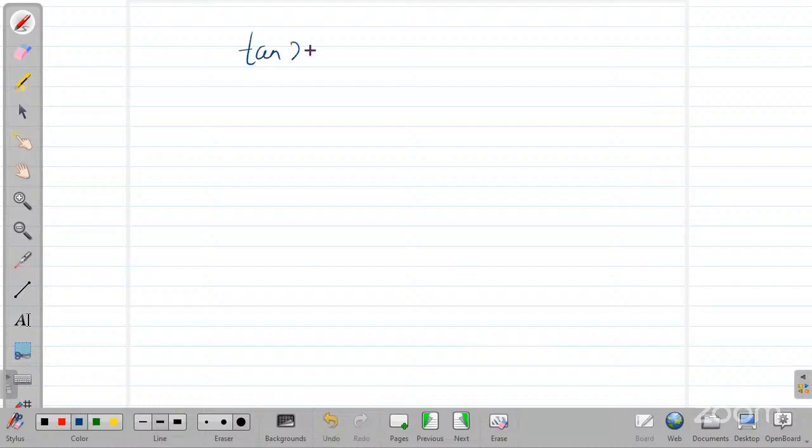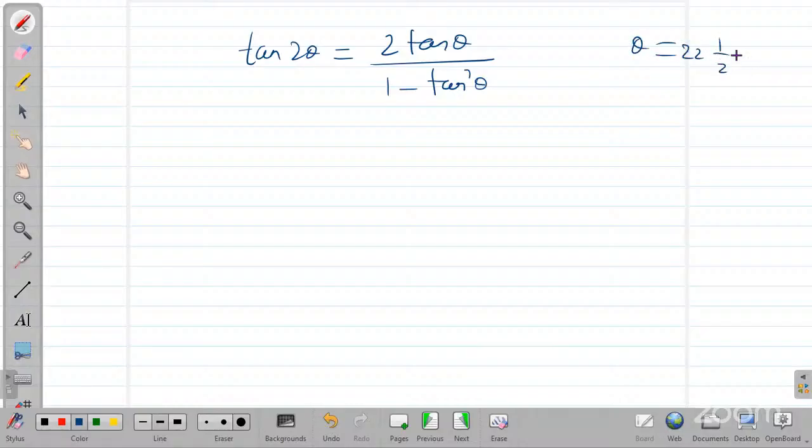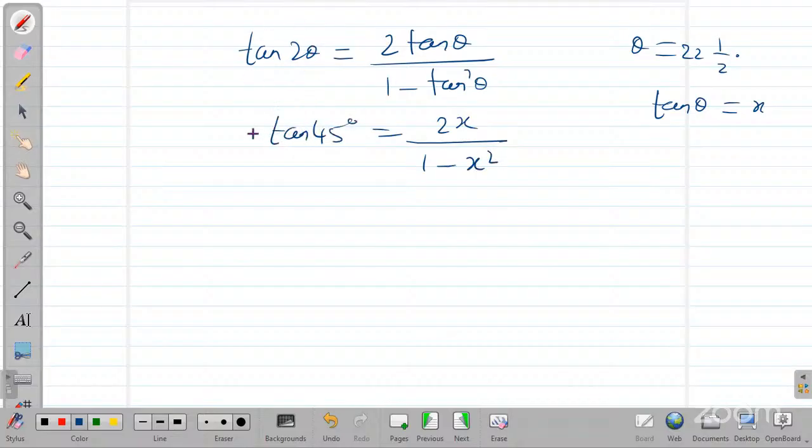So this is the formula: tan 2 theta is equal to 2 tan theta divided by 1 minus tan square theta. So tan theta is equal to 22 and a half degrees, I'll take tan 22 and a half as x. So this will be 2x divided by 1 minus x square, and the left hand side will be tan 45 degrees, which is equal to 1. Okay, so you have a quadratic. 2x divided by 1 minus x square is equal to 1, and I think from this you will be able to get the value of x. Can you just try from here?